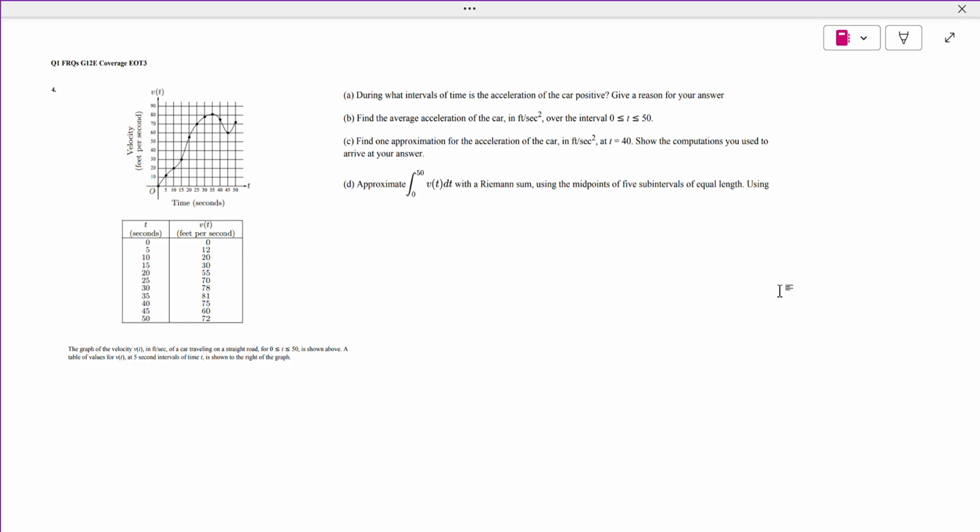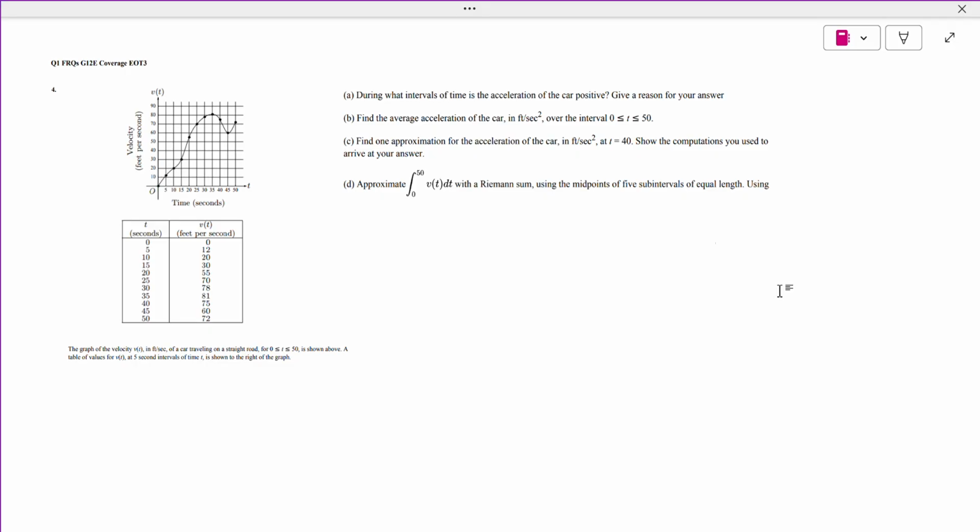Let's look at the fourth question from the first file of the free response questions. So we have a graph and a table. The graph of the velocity in feet per second of a car traveling on a straight road for t between 0 and 50 is shown above. And the table of values for v of t at 5 second intervals of time t is shown to the right of the graph or below the graph.